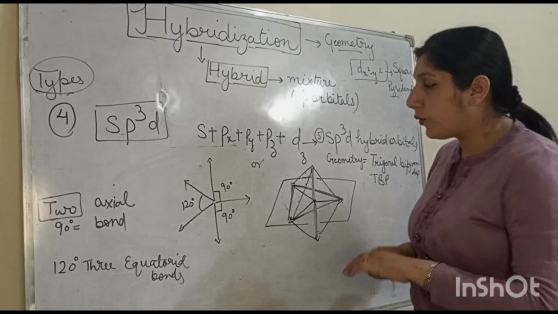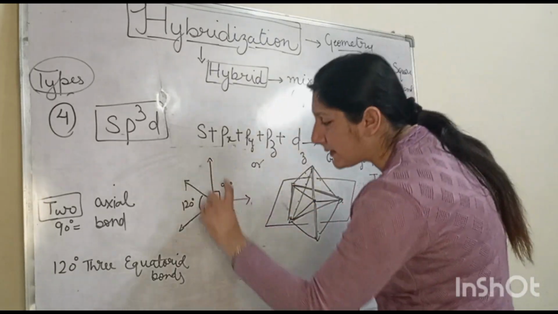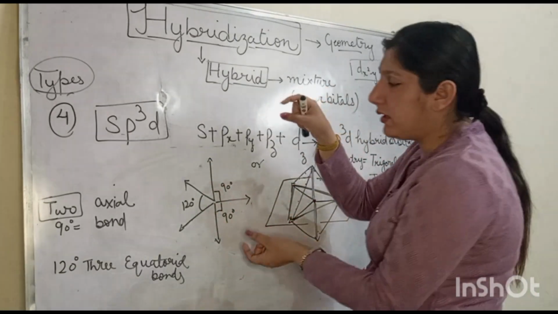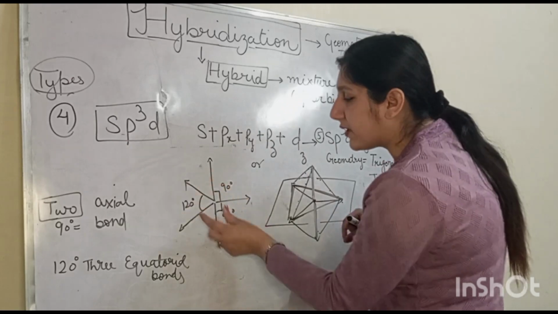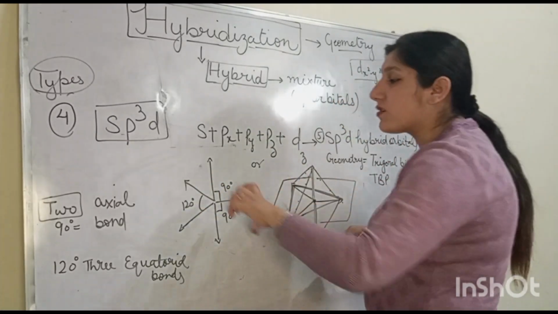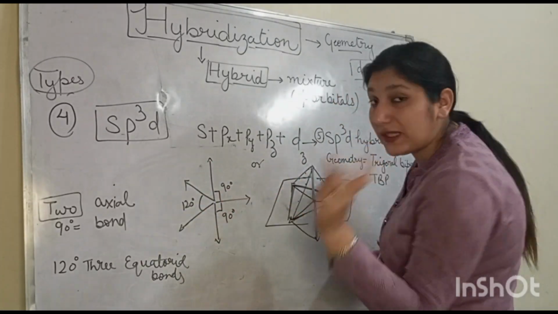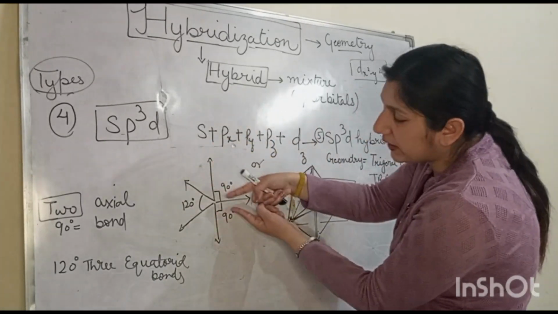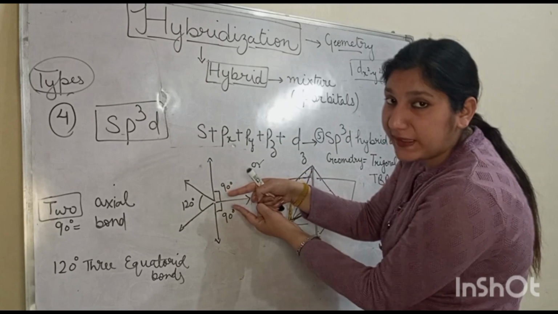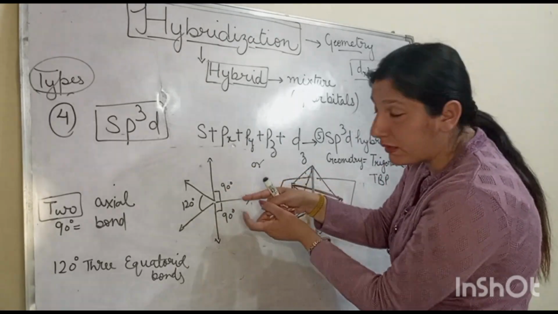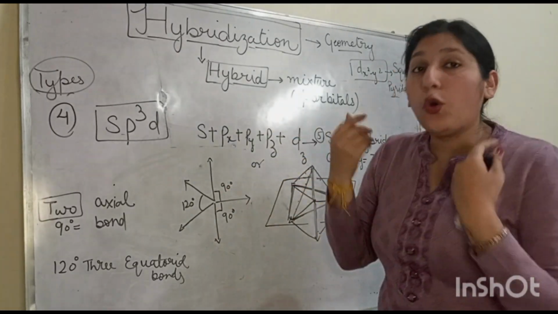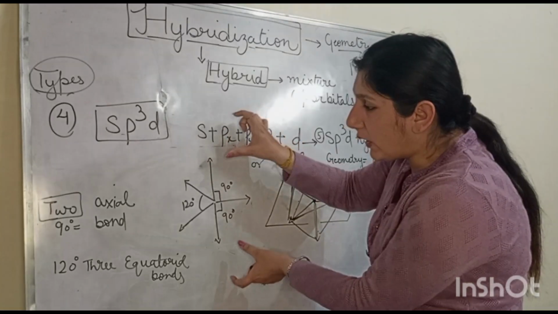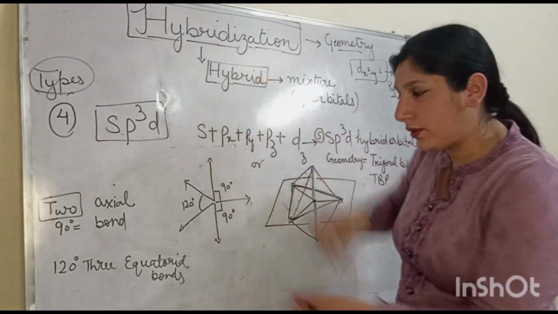Now students, here you have to note one thing, that the axial bonds are slightly larger in length as compared to the equatorial bonds, because the repulsion of the bonds at 90-degree is more in comparison to the repulsion of the bonds at 120-degree angle. So to overcome the repulsion, the length of the equatorial bond is slightly larger.